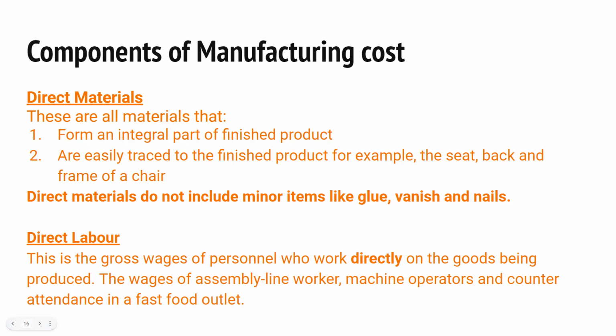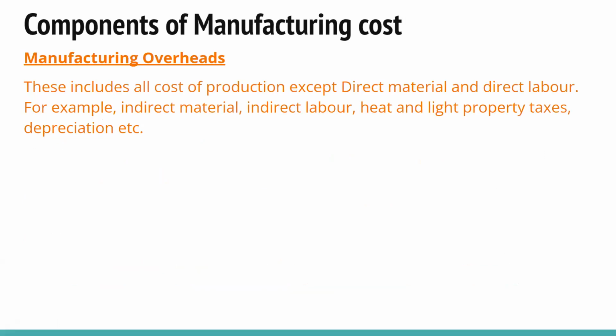Direct labor, when we talk about direct labor, we're talking about the wages of the personnel who work directly on the goods, right? So the assembly line workers in an assembly line or factory, they will be considered direct labor. Machine operators, counter attendants in a fast food outlet. The supervisor for the machine operators, that would not be direct labor. Rather, that would be indirect labor.